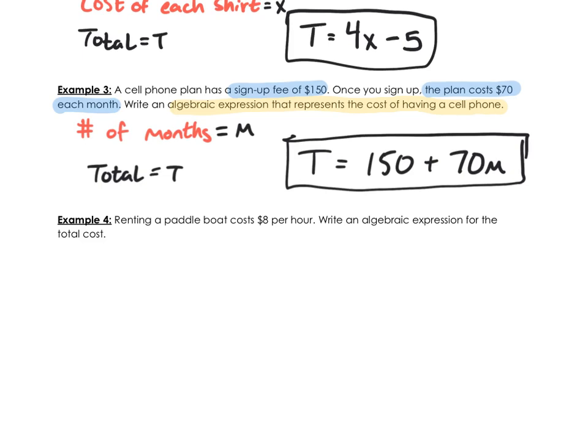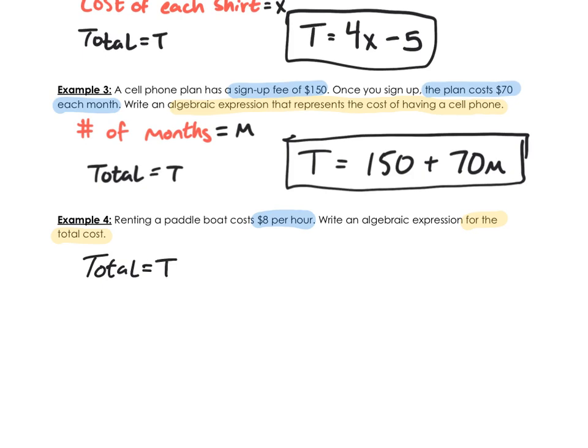So let's take a look here. Example 4 says renting a paddle boat costs $8 per hour. Write an algebraic expression for the total cost. Okay. So what we are looking for is the total cost. The next thing you got to ask yourself, what do you know? Well, what's the only thing they told us there? $8 per hour. Okay, so we are looking for our total, which we will call T.